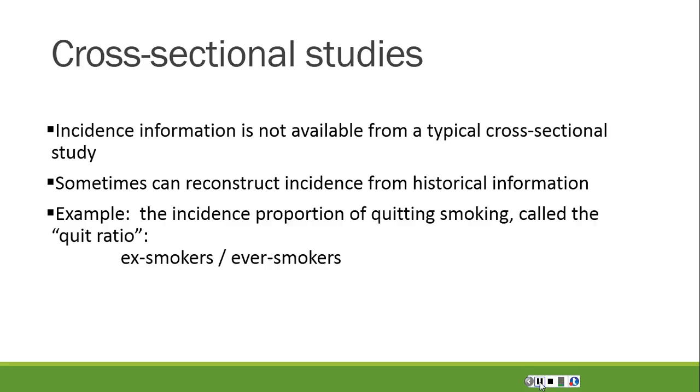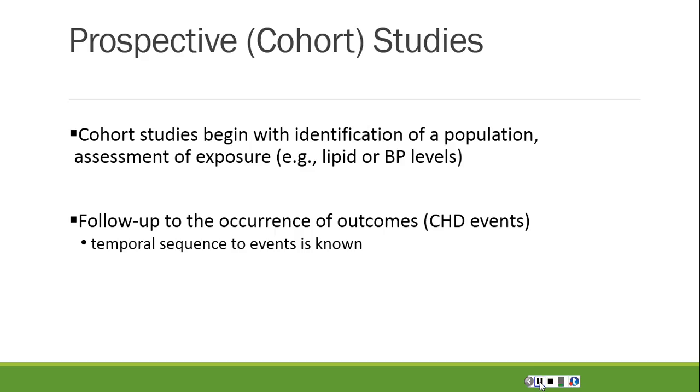It is calculated as the ratio of ex-smokers to ever-smokers. For the quit ratio to represent the actual incidence proportion of quitting, mortality and migration prior to that age must be minimal or unrelated to smoking status, and smoking initiation must be rare in the relevant age range.